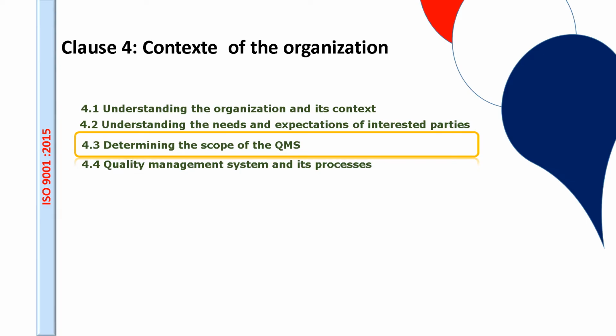Finally, we reached the most important part of this chapter, which is determining the scope of the quality management system. In the upcoming points, we are going to understand what it means, the scope of the quality management system, what the requirements linked to the scope are, and also how we can audit these requirements.